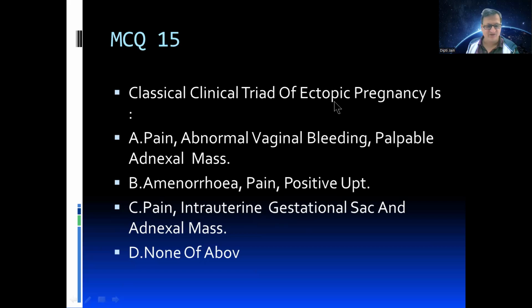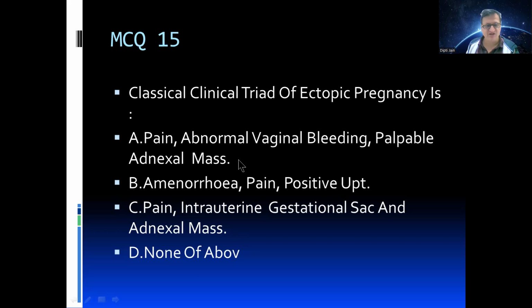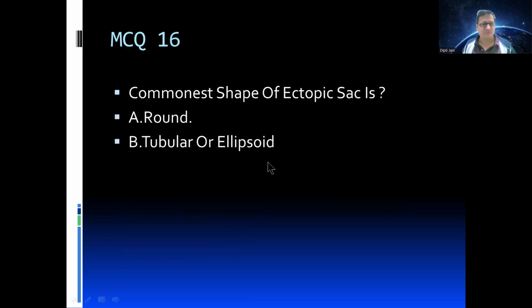Classical clinical triad of the ectopic pregnancy is, so it's asking for the clinical triad of the ectopic pregnancy. So there is pain abdomen, vaginal bleeding, and palpable adnexal mass. First, second is amenorrhea, pain and positive UPT, pain, intrauterine gestational sac and adnexal mass is the third. So the answer is A, pain abdomen, vaginal bleeding and palpable adnexal mass is the clinical triad of the ectopic pregnancy.